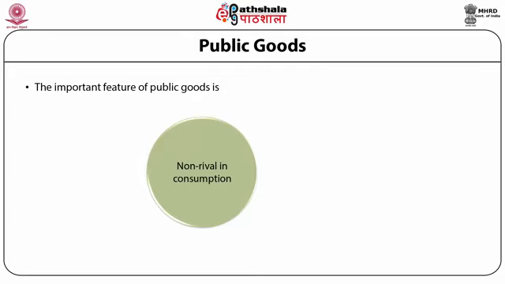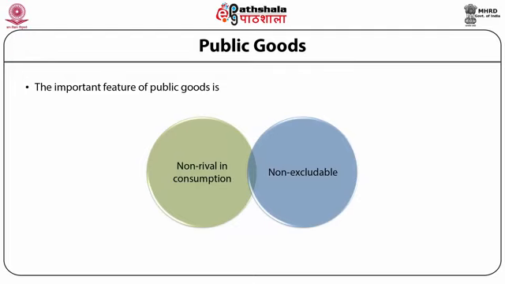Second, non-excludable. This principle propounds that once the public good is produced, the individual who does not pay the price cannot be excluded from the benefits of the good or service. Examples are street lights. Once the street light is installed on a road, everyone will enjoy the benefit of the light, and there is no way to exclude a person from receiving the benefit of street light.